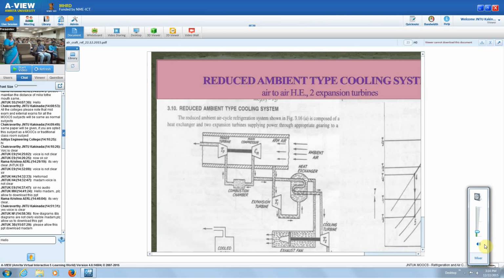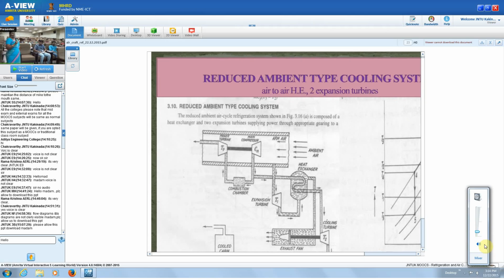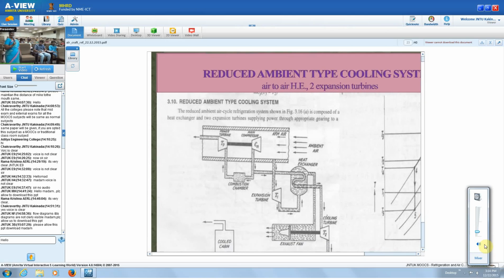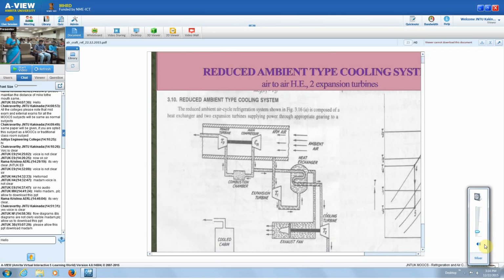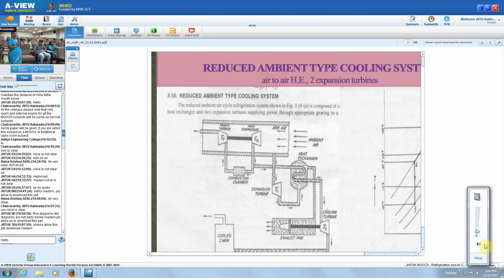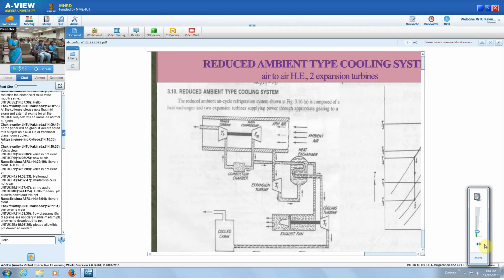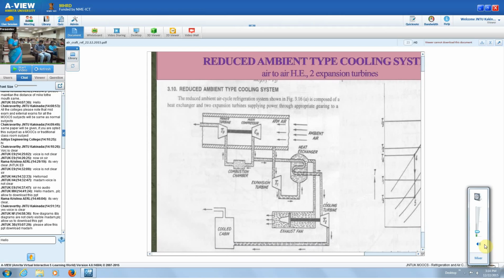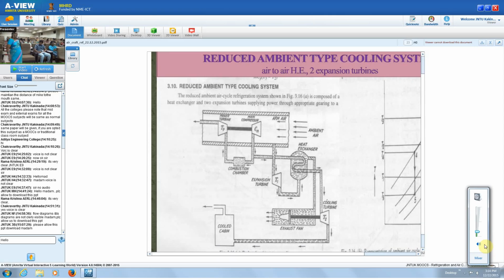Then the last type is the reduced ambient type cooling system. So you can see the reduced ambient type cooling system. Here it mainly consists of a heat exchanger and two expansion turbines. Okay. So in between the two expansion turbines, there is a heat exchanger.